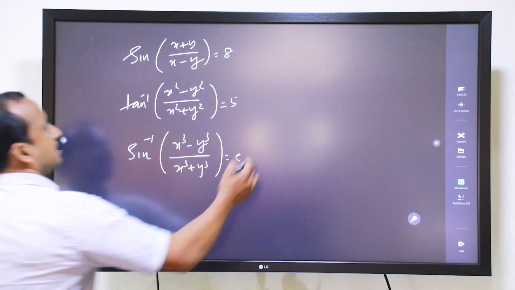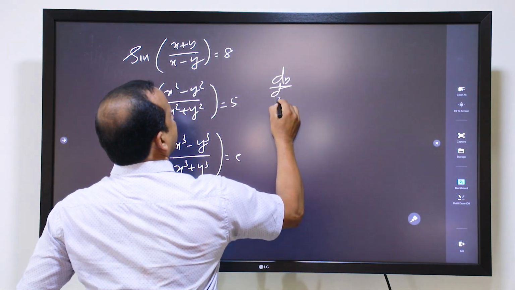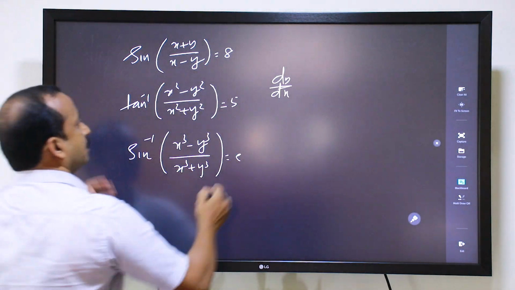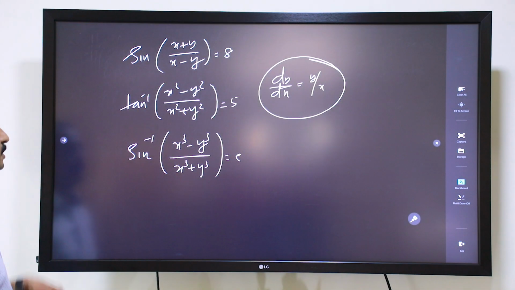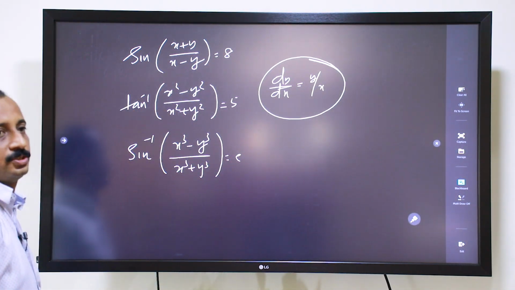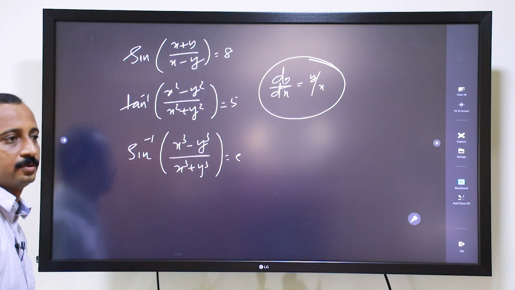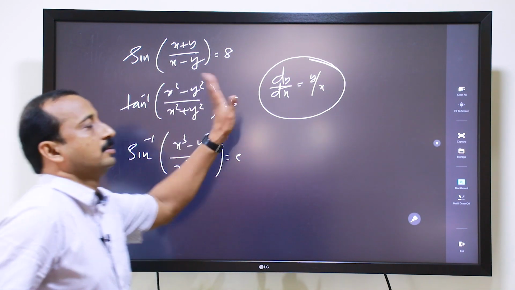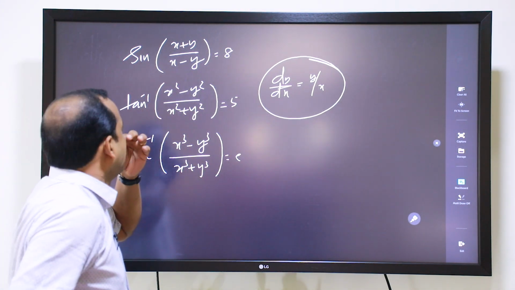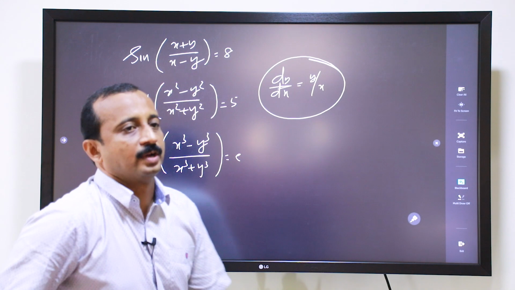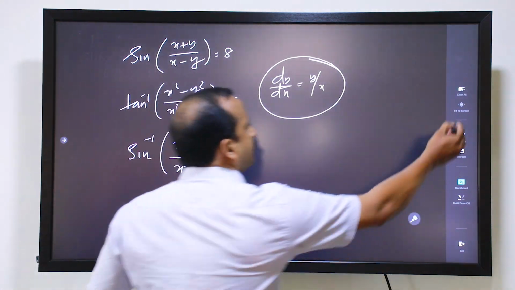In these cases, the answer for these problems becomes y divided by x. Suppose for tan inverse of x raised to 4 plus y raised to 4 divided by x raised to 4 minus y raised to 4, this also gives the answer dy by dx equal to y by x. Remember, okay, in those cases the answer is y by x.